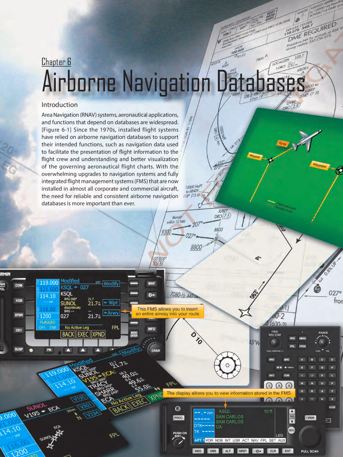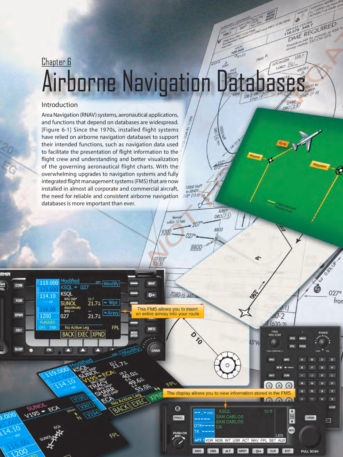Chapter 6 Airborne Navigation Databases. Introduction. Area Navigation, RNAV systems, aeronautical applications, and functions that depend on databases are widespread. Figure 6.1. Since the 1970s, installed flight systems have relied on airborne navigation databases to support their intended functions, such as navigation data used to facilitate the presentation of flight information to the flight crew and understanding and better visualization of the governing aeronautical flight charts.